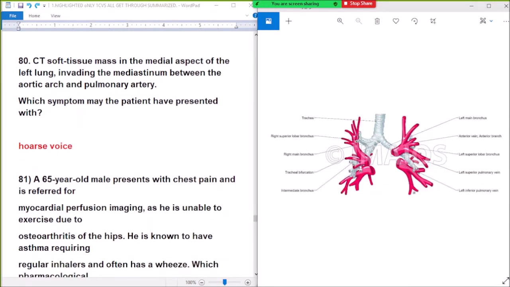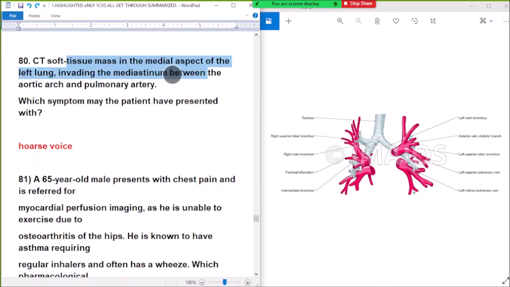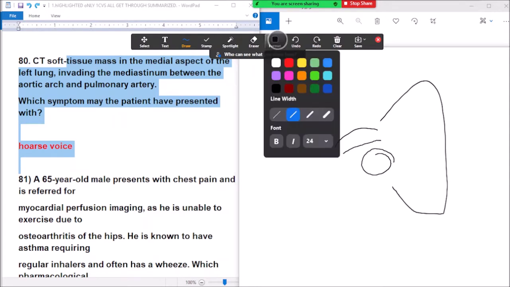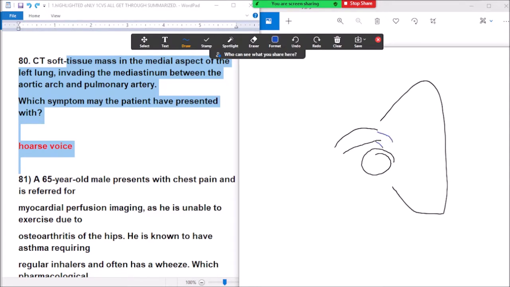Question number 80. CT scan shows a soft tissue mass in the medial aspect of the left lung, invading the mediastinum between the aortic arch and pulmonary artery. Which symptom may the patient have presented with? Hoarse voice. So the CT scan shows a soft tissue mass in the medial aspect of the left lung. This is the left lung, between the aortic arch and pulmonary artery. This is the aortic arch, the pulmonary artery. With a lesion between them, the patient will present with hoarse voice because that's the left lung hilum with the aortic arch.